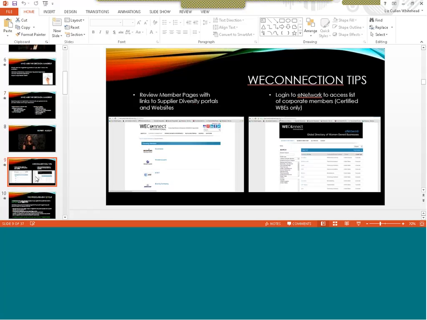So how do you get started? If the supplier diversity people are your advocates, how are you going to find them? A key way is to look at the member pages with the links to their supplier diversity portals and websites. A lot of these companies have their own supplier diversity portals where they will look for diverse suppliers. Some of you might have come to the conference in Austin, and you may have been asked to register on our site. Their sites are where they will look first to see if there's any suppliers that meet their needs and that are certified through WEConnect International.